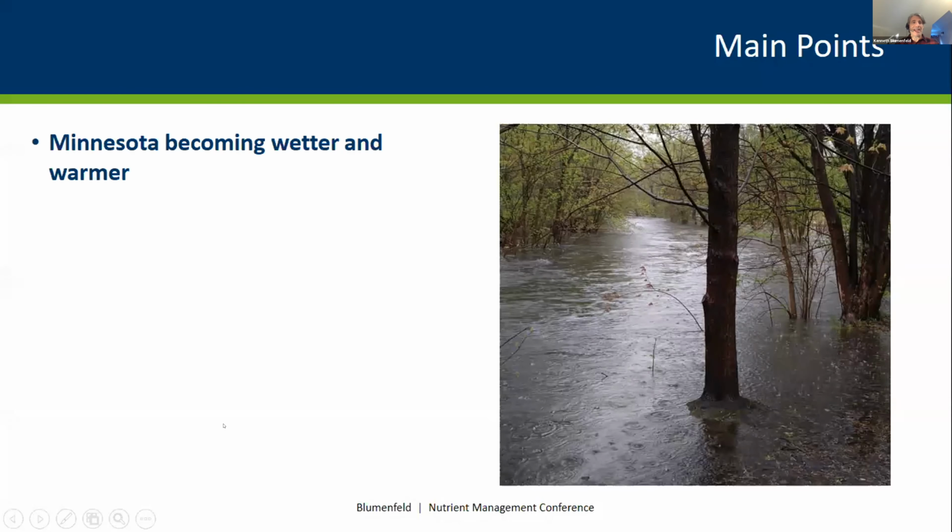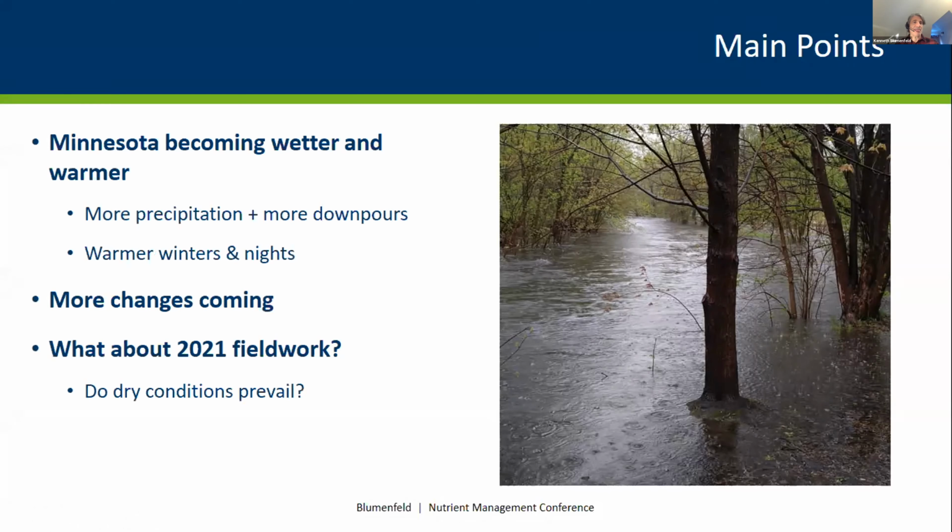Okay, so we're just going to get to this quickly here. When we look at the pervasive trends, Minnesota has become wetter and warmer. We've seen more precipitation, more heavy precipitation, and we've had warmer winters and nights. And when we look at the projections for future climate conditions in the middle of this century, we see more changes coming. So not just what we've already observed holding steady, but further increases plus some new ones. And we'll get to all of this very briefly.